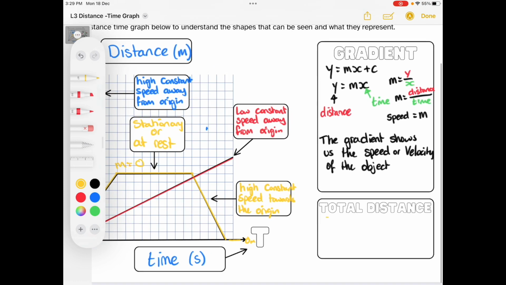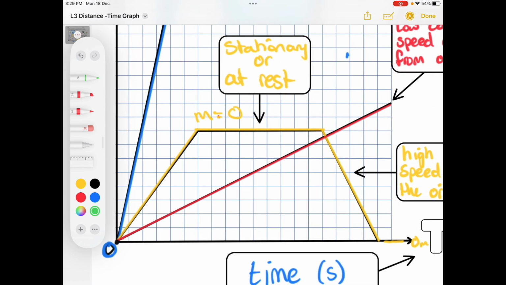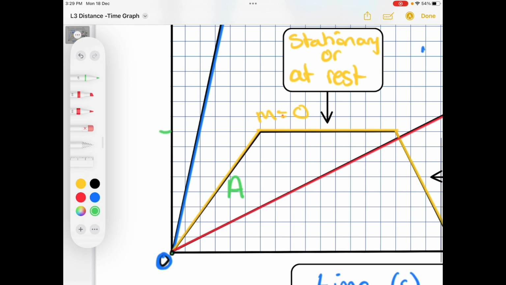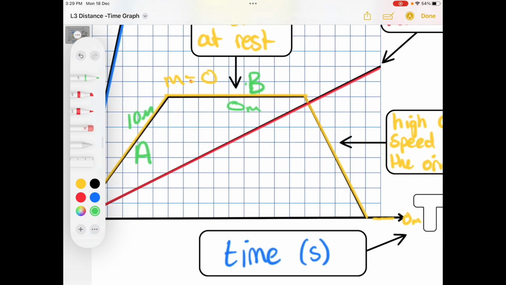Let's talk about this total distance over here. So if we want to know the total distance traveled for this yellow line, we would need to work out, I'm just going to do this in green, distance traveled at A. So it'd be from 0 to, let's just put a number on this, let's just say that's 10 meters. At this point here, we're stationary, so we're traveling 0 meters, and this would be B. And here we've traveled another 10 meters, but now back to the origin, 10 meters.